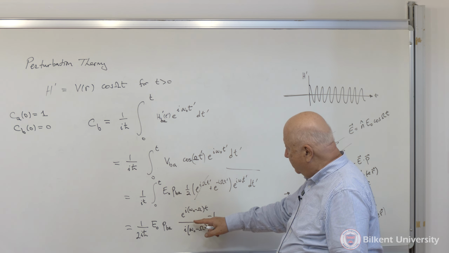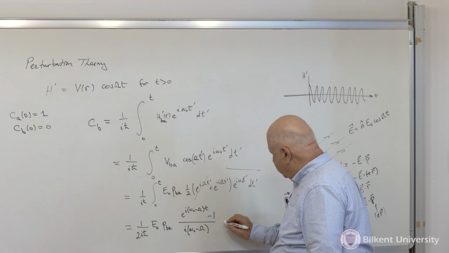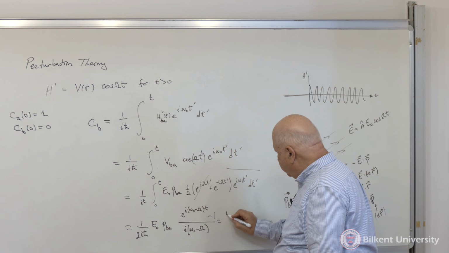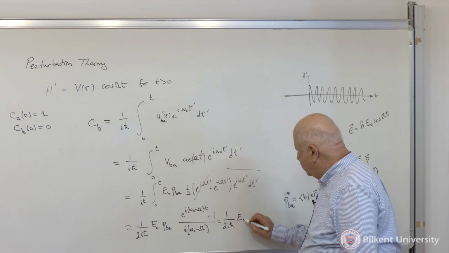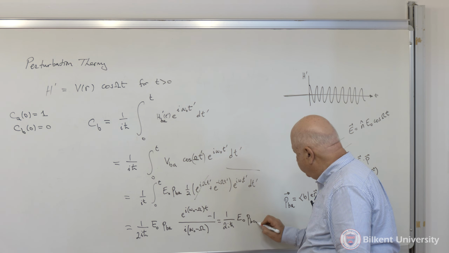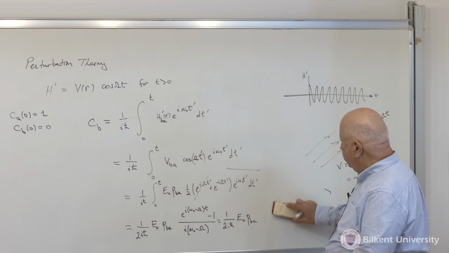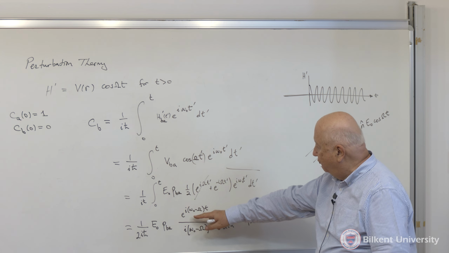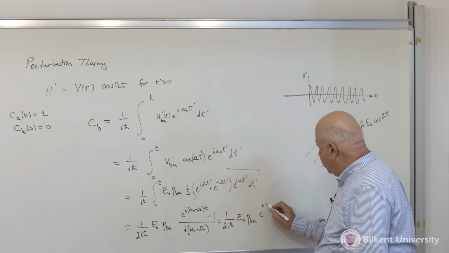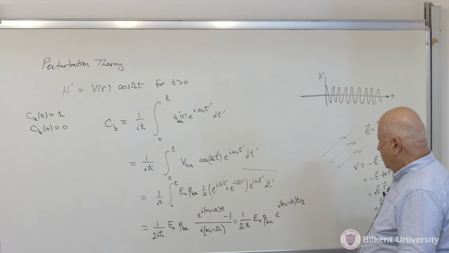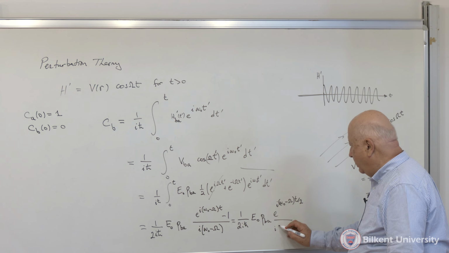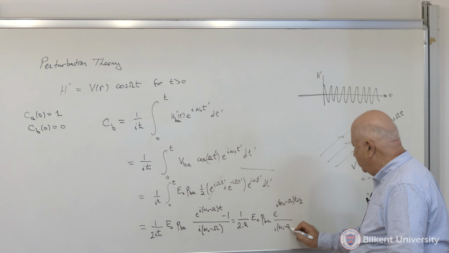And whenever you have a term like this, e to the something minus 1, it becomes very useful to factor out part of the exponential. So I have 1 over i h bar E0 PBA, and then I'm going to take out half of this, so e to the i (omega 0 minus omega) times t over 2, divided by i (omega 0 minus omega).